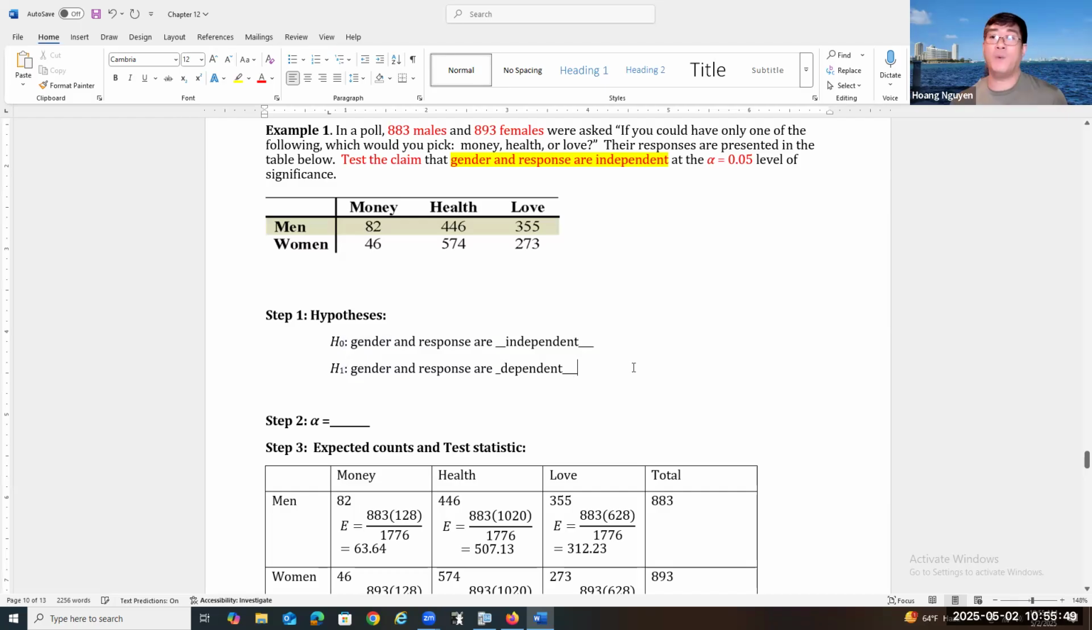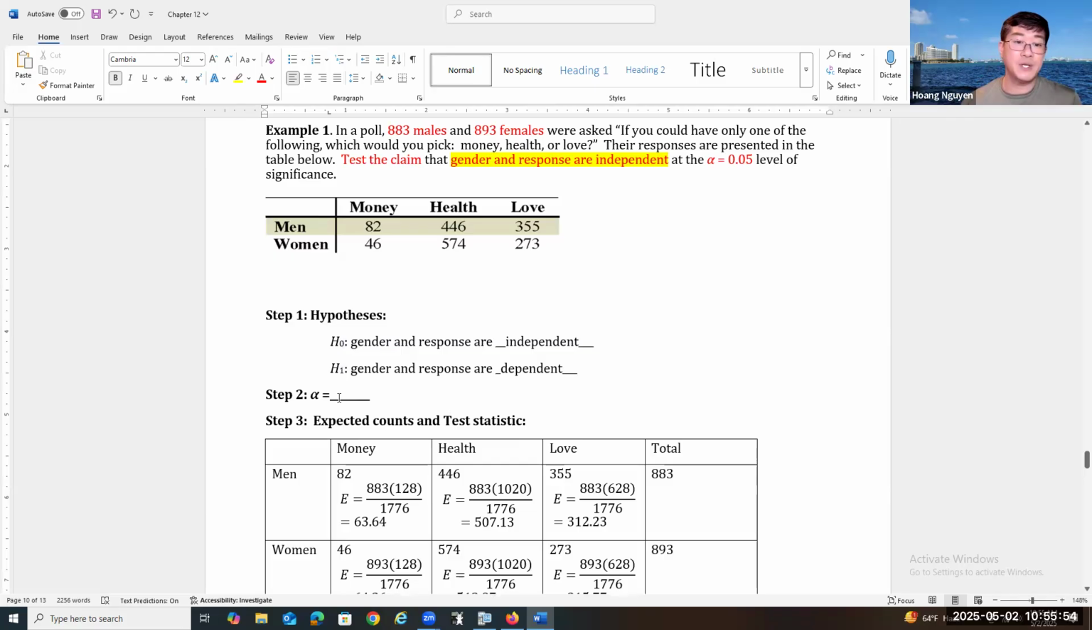So that's going to be step number 1, we just determine the null and the alternative hypothesis. Now, step number 2, we select an alpha, right? Alpha is equal to 5%. So alpha is equal to 0.05, significance level, 5%.